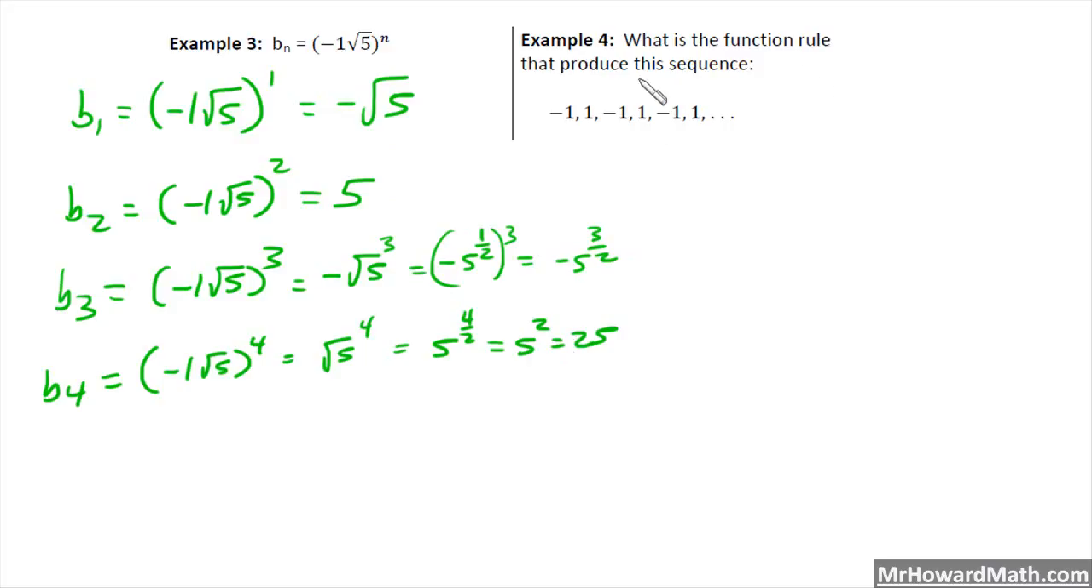What is the function rule that produces this sequence? So we have a negative 1, a 1, a negative 1, a 1. So it's alternating, and it's just 1. So that's going to be that rule that we discussed a little earlier that would cause that to occur.